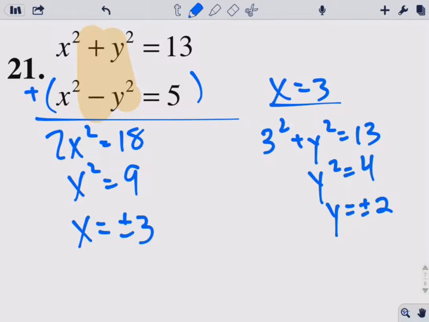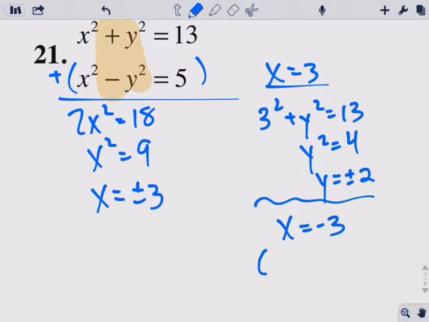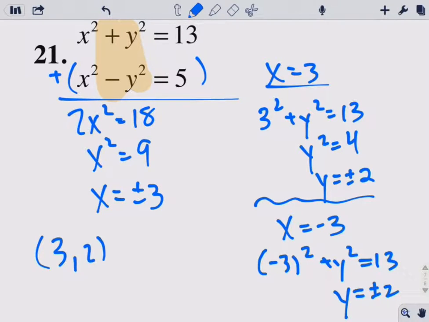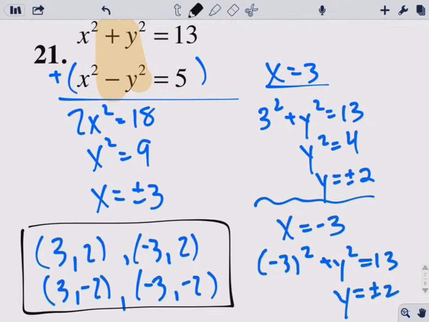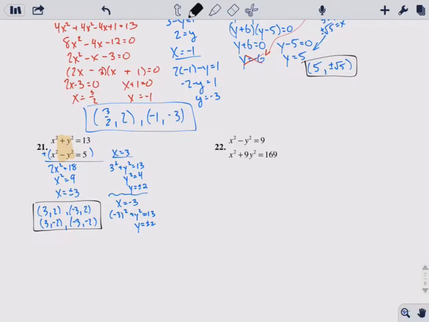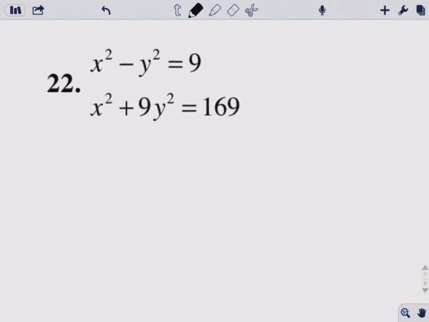Right, and if you haven't noticed, if I plug in x is equal to negative 3, the same thing happens, because it's the same equation, because negative 3 squared is the same thing as 3 squared. So I end up with y is equal to positive negative 2. So I have 4 answers: (3, 2), (3, negative 2), (negative 3, 2), (negative 3, negative 2). And there are other ways you could write those answers out. You just need to make sure that the x and y's are matched. They're okay.